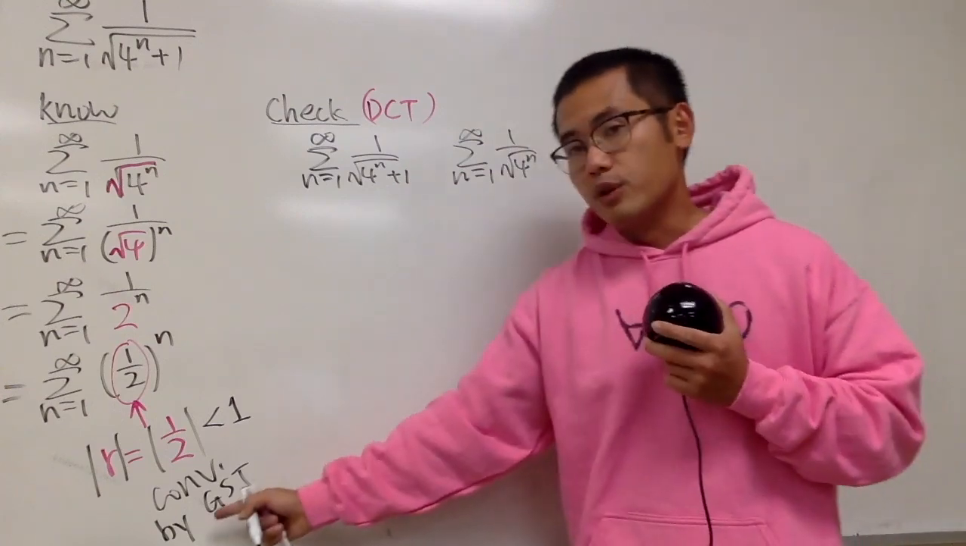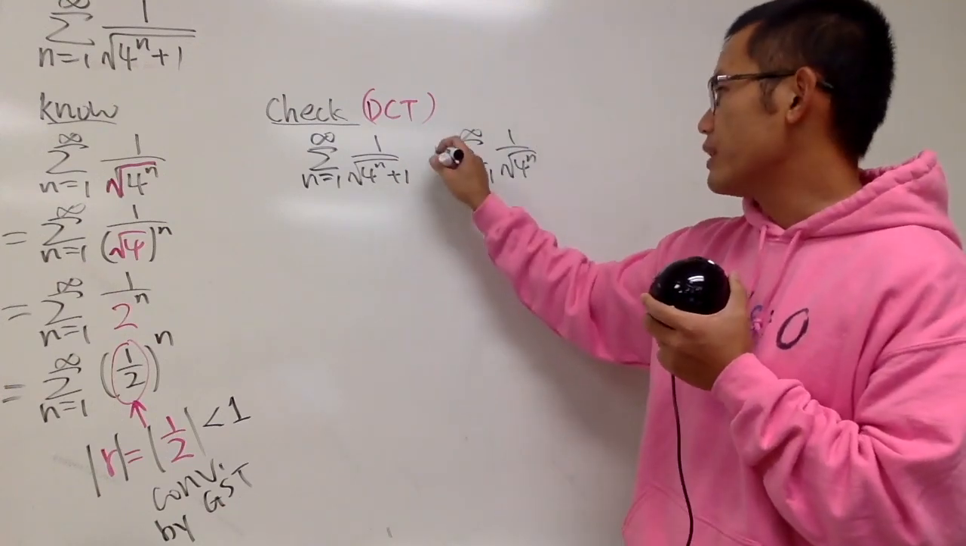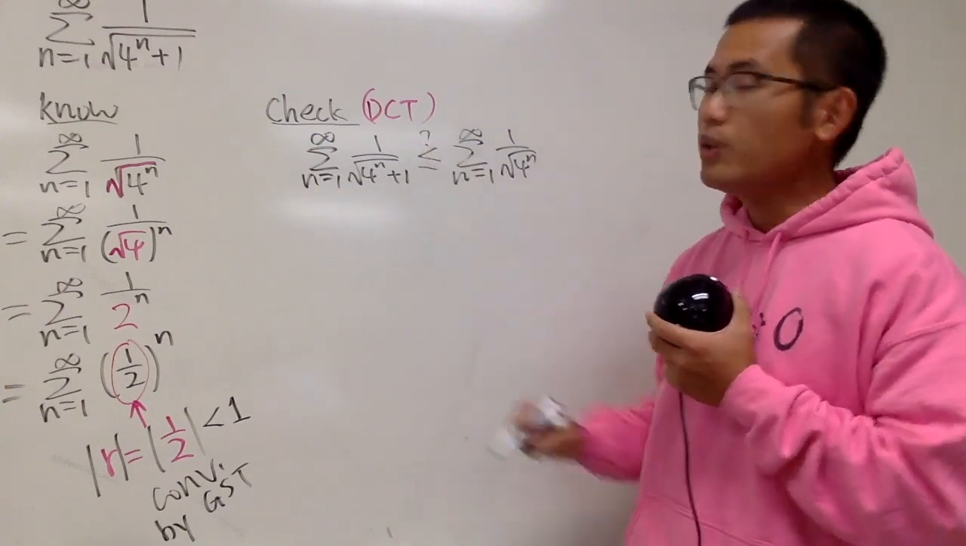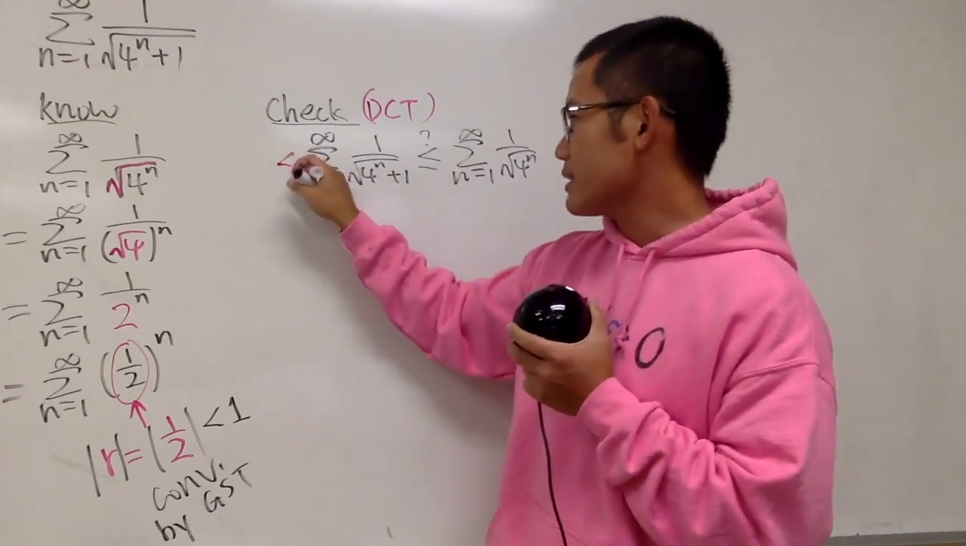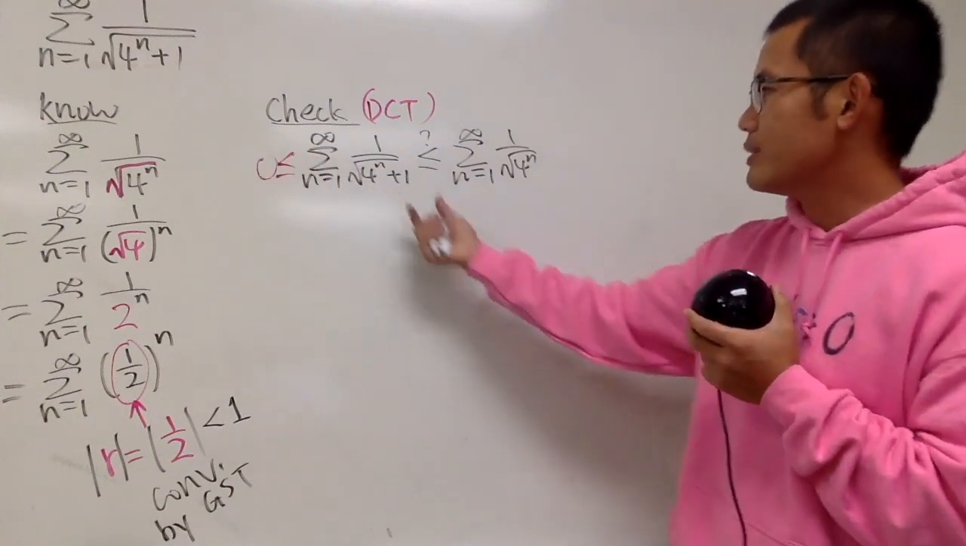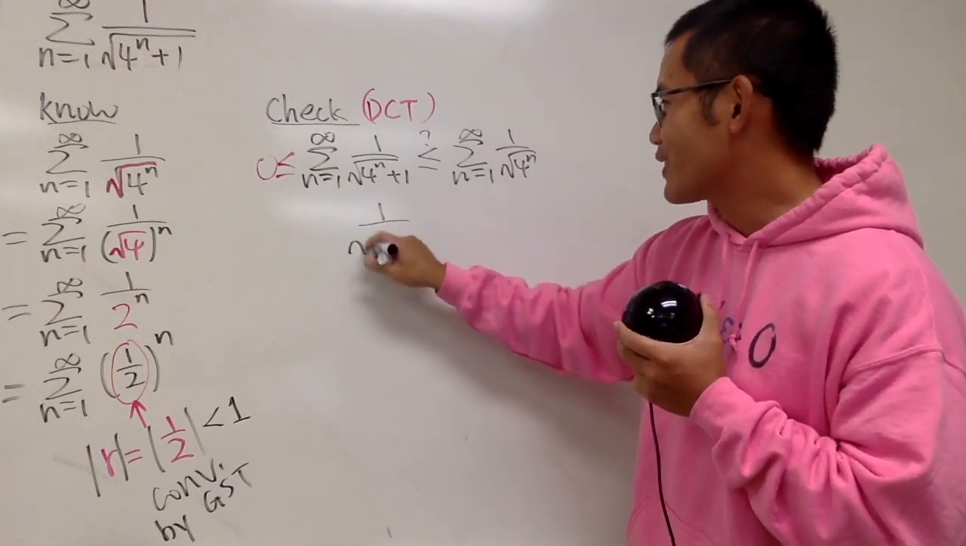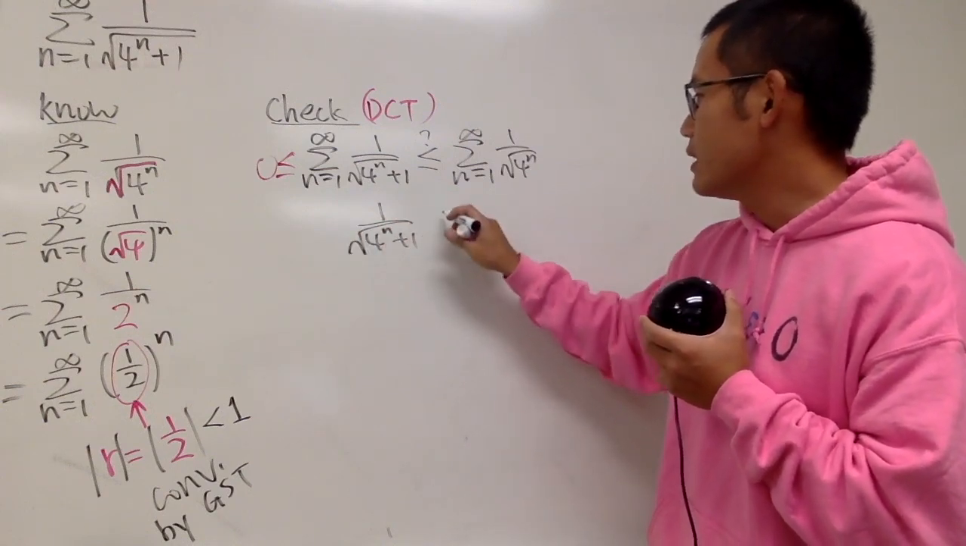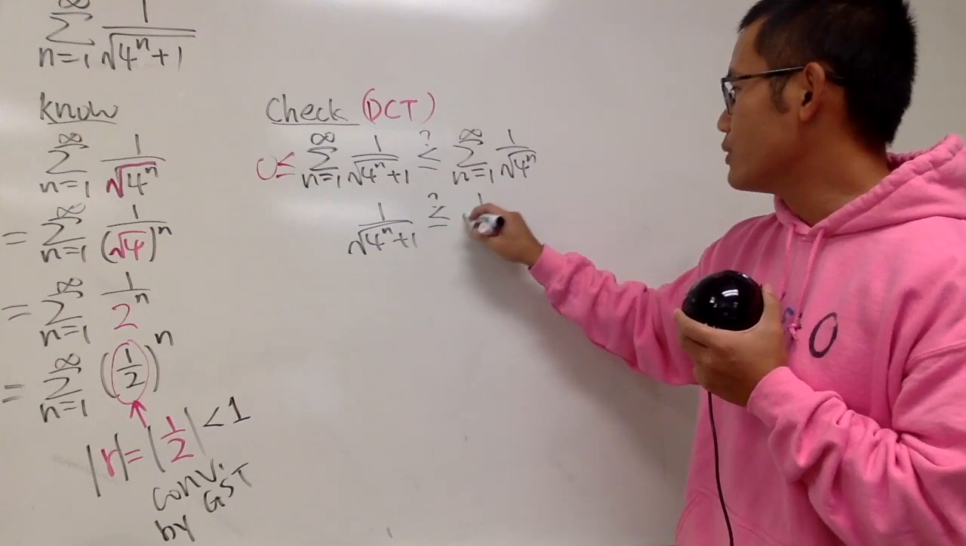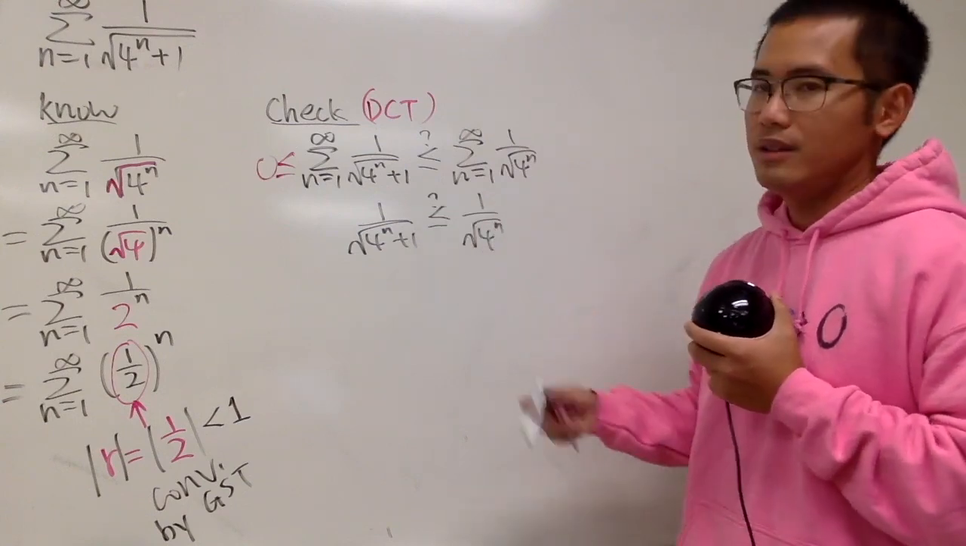This right here is a convergence, so we wish to show that this right here is less than or equal to a convergence, so we can draw a conclusion. And again, everything is positive, so that's great. Now, just compare the formulas. Here we have 1 over square root of 4 to the n plus 1. Is this less than or equal to 1 over square root of 4 to the n? Yes, it is.